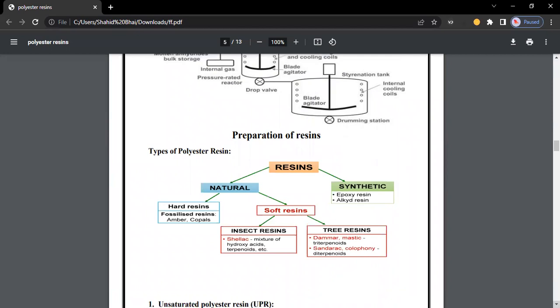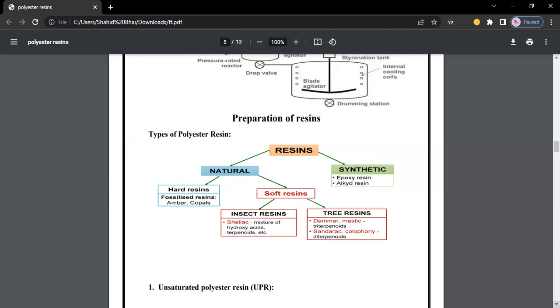Resin actually has two types: natural and synthetic. Natural is further divided into two resins: hard resin and soft resin. Hard resin includes amber, and the soft resins are insect resins and tree resins. So we discuss the synthetic polymer resins: synthetic epoxy resin and alkyd resin.